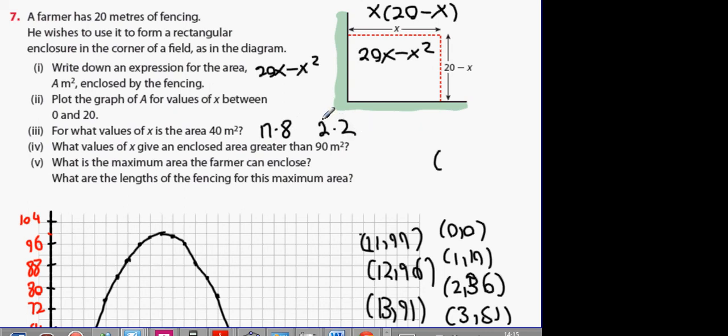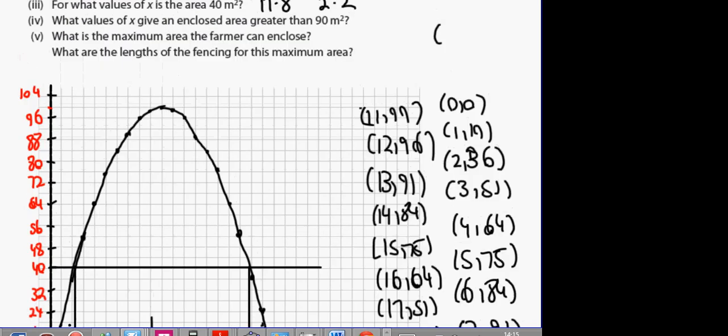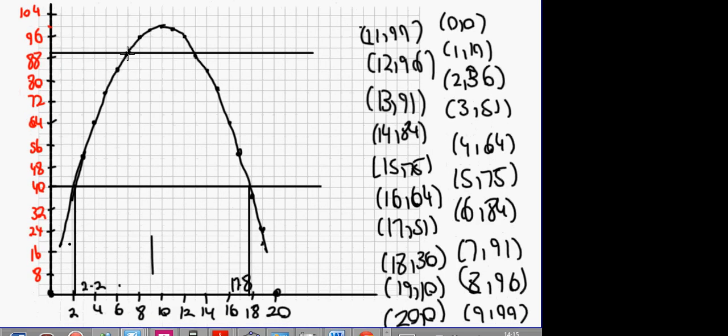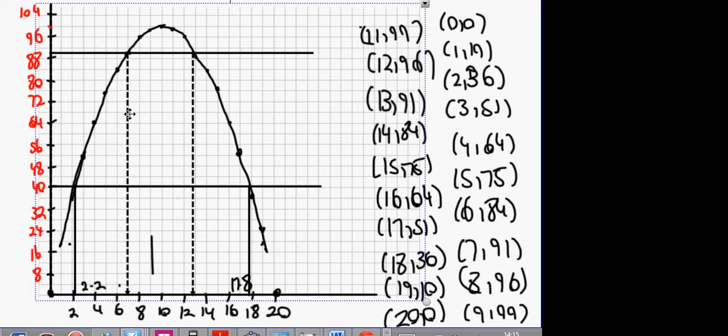Okay, guys. What values of x gives an enclosed area greater than 90? Greater than 90. When is it bigger than 90? Go to 90. 90 is exactly halfway between 88 and 92. So this is 90 here. Draw your lines going straight down. I'll do them in dotted lines. So we got 7 and... Where's the other one? Now it probably shouldn't be 7 on the dot. I think I made a slight error there now.